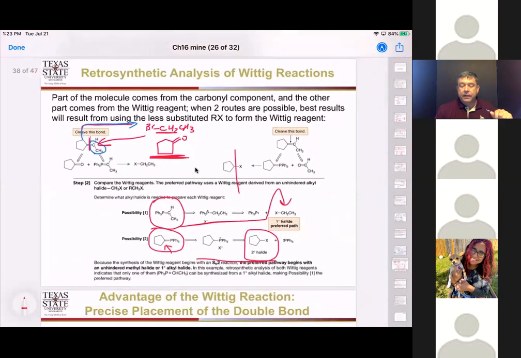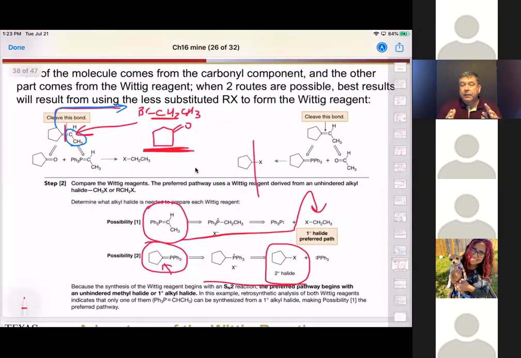So the key here is to look for where the double bond is and know that one of those substrates had to have a carbonyl and one of them had to have a halide. And then you just choose which one is which, but they'll both work. You just have to look at your starting materials. Okay.